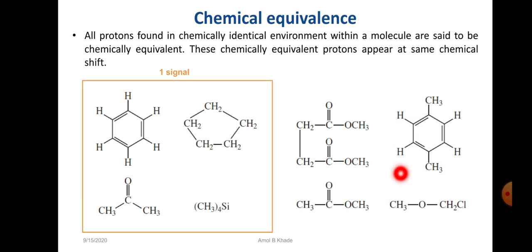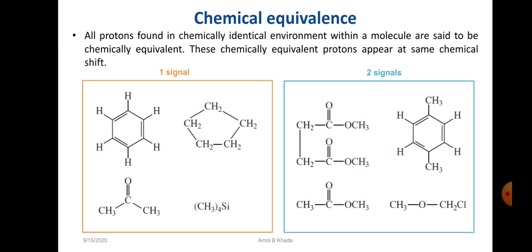Similarly, we have this particular structure. Now, though it is similar to acetone, in this case one methyl has oxygen attached to it. That's why this OCH3 is different from CH3. So here I am expecting two signals in the NMR spectra. Take this example again, CH3OCH2Cl. So this CH2 has different neighbors and this CH3 has different neighbors. Therefore, here also it will be giving two signals in this particular structure.